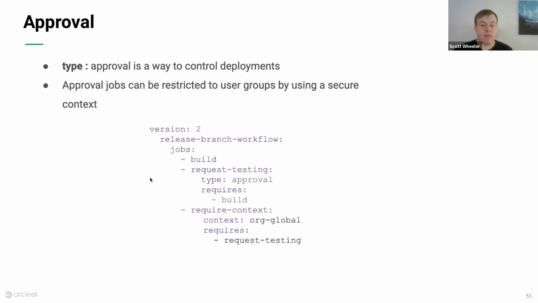What will happen if someone authorizes the build who is not a part of the secure context, the build will later fail because they don't have access to the context.